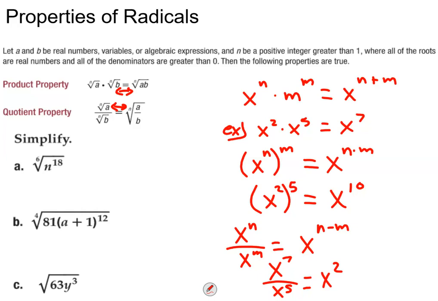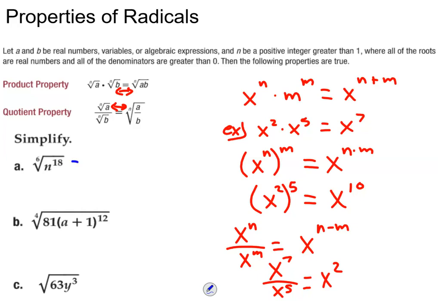Okay, so hopefully that was just kind of a brief review. Like I said, if you need to rewind and take a look at that again, you can. But those types of properties might help us out here with these ones. So we have, for letter A, we need to simplify the 6th root of n to the 18th.